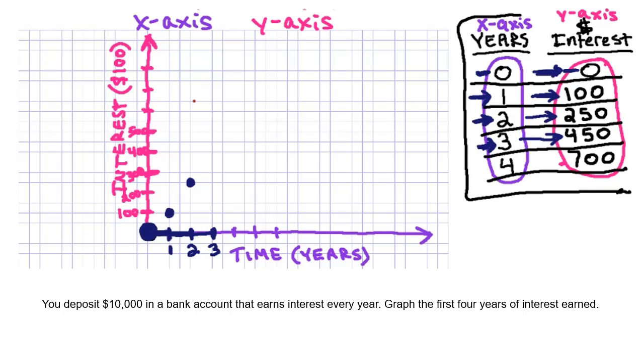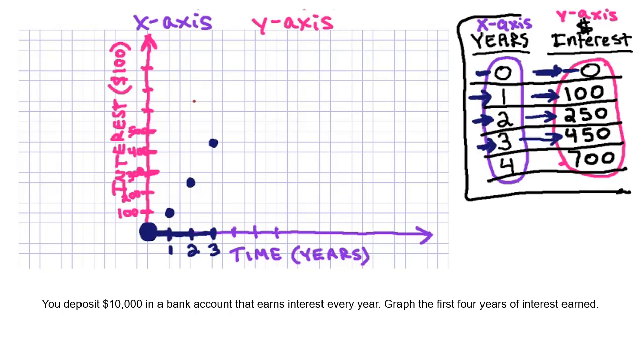So when we go to graph this and make a dot, we're going to count over. First, we're going to do the time. We're going to count over from 0, 1, 2, 3 to the 3rd year. And then we're going to go up to in between $400 and $500, and that's going to give us 450.